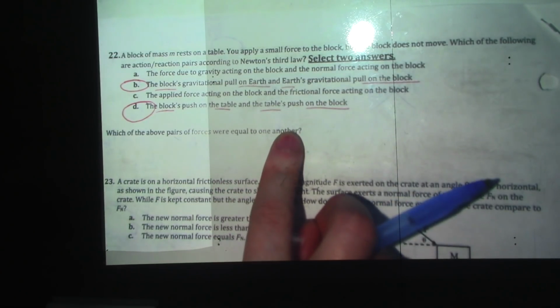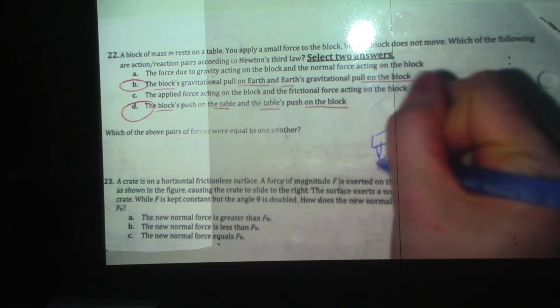Now, which of the following forces were equal to each other? Your force of gravity is equal to my normal force here because it's at rest. The applied force is absolutely equal to the frictional force here because it's at rest, but not because of Newton's third law. There's a difference: these two are equal because the forces are balanced, and that is different than these two, which will be equal no matter what is happening because they are a pair.